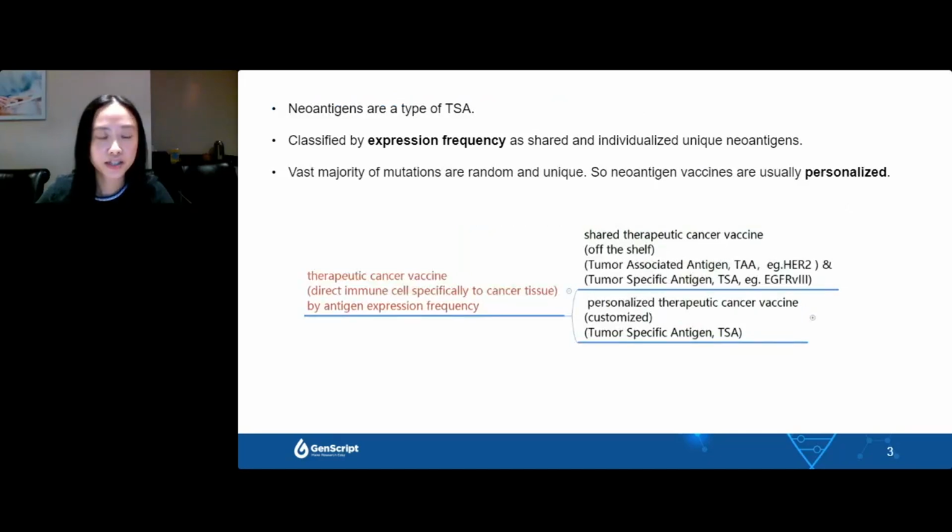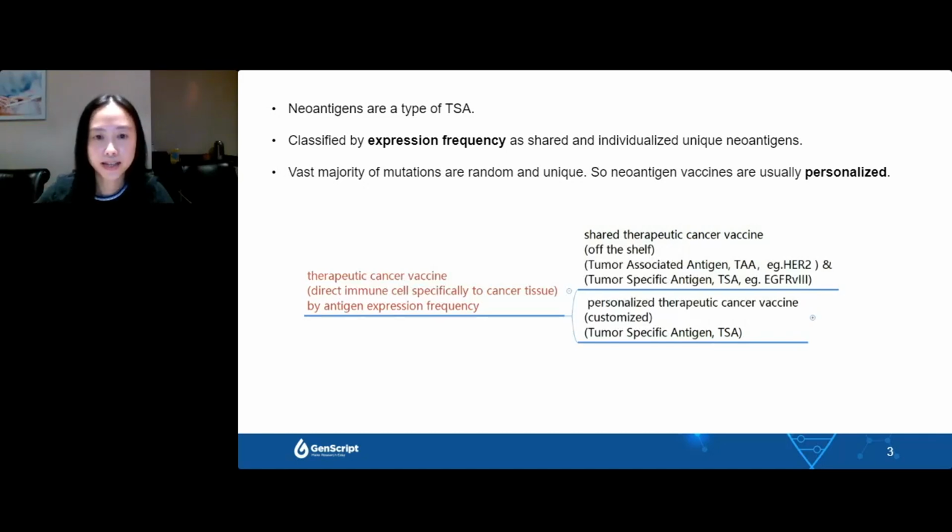And neoantigens are actually a kind of TSA. It's a type of it, classified by expression frequency. If it's very highly expressed, it's called a shared neoantigen. But in most cases, the vast majority of mutations are random and unique to individual patients. So when we talk about neoantigen vaccines, mostly it means it's personalized.